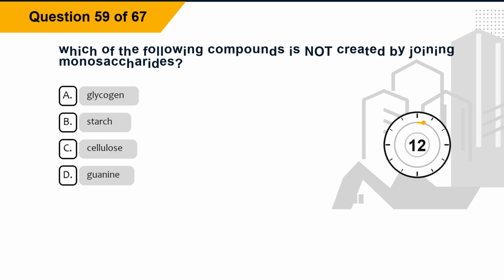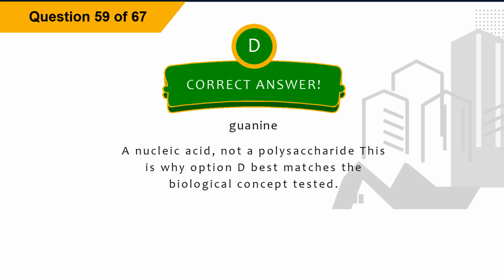Question 59. Which of the following compounds is not created by joining monosaccharides? Option A, glycogen. Option B, starch. Option C, cellulose. Option D, guanine. The correct answer is option D, guanine. Explanation. Guanine is a nucleic acid, not a polysaccharide. This is why option D best matches the biological concept tested.